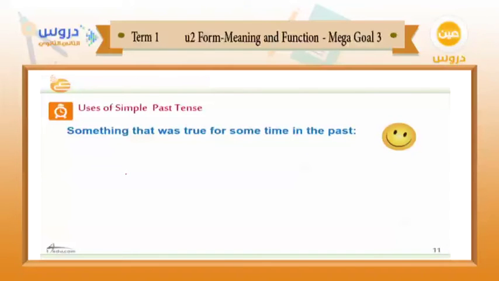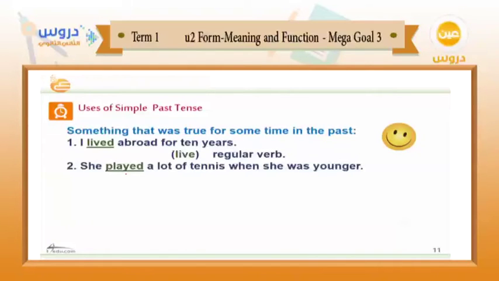Also, we use the simple past tense for something that was true for some time in the past. We say I lived abroad for 10 years. This thing was true for some time. Another example, she played a lot of tennis when she was younger. Play is a regular verb.